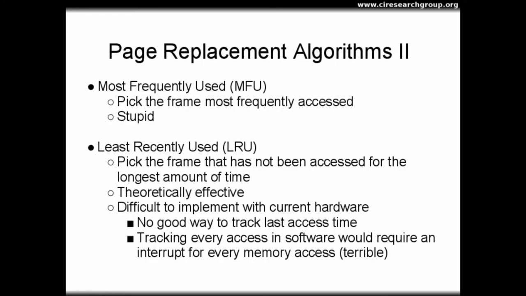A good algorithm for choosing victim frames is the least recently used, or LRU algorithm. This algorithm selects the victim frame that has not been accessed for the longest period of time. Unfortunately, with current hardware, there is no good way to track the last memory access time. Tracking every access in software would be a terrible idea, since such a scheme would require an interrupt on every memory access. Thus, it is impractical to implement LRU directly. Most implemented page replacement algorithms are approximations of LRU, however.